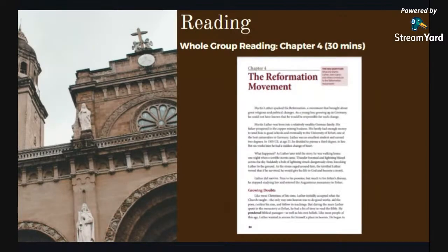So for the whole group reading of chapter 4 for 30 minutes, the teacher tells the students that they are going to read chapter 4, the Reformation movement, and as usual, has them use the table of contents to turn to the chapter. They're going to preview the vocabulary together like they always do. And then a student will read the big question at the beginning of the chapter, which is, what did Martin Luther, John Calvin, and others contribute to the Reformation movement? And the teacher is going to, of course, ensure that students understand the question.